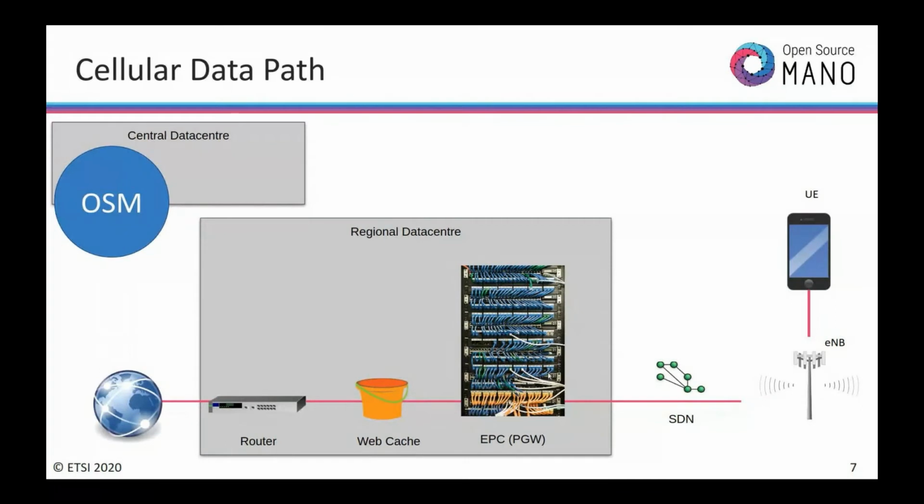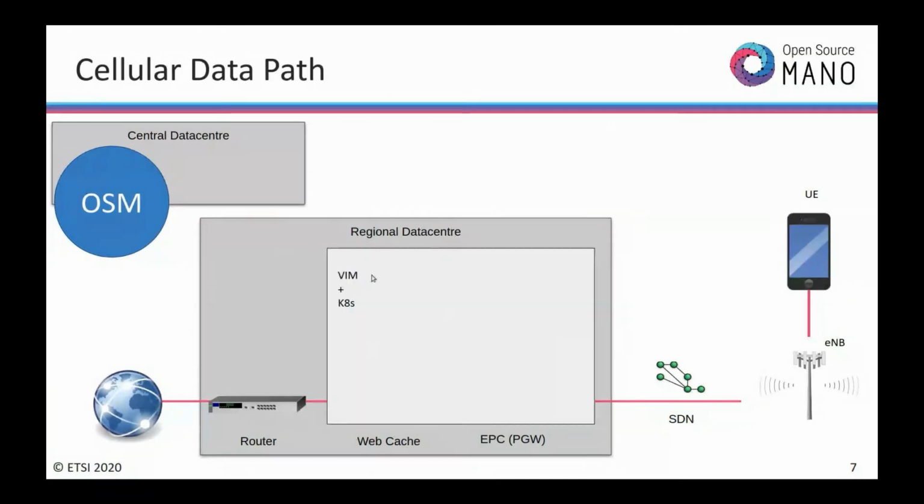So the first thing we're going to do is replace, in the regional data center, all of the physical appliances that were there. We're starting them up with OpenStack and Kubernetes. And inside of that, we're going to be showing how OSM can deploy the Magma orchestrator as a series of Kubernetes network functions. And we're going to show how it can deploy the core itself.